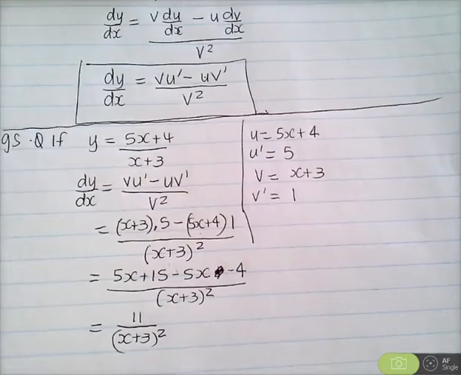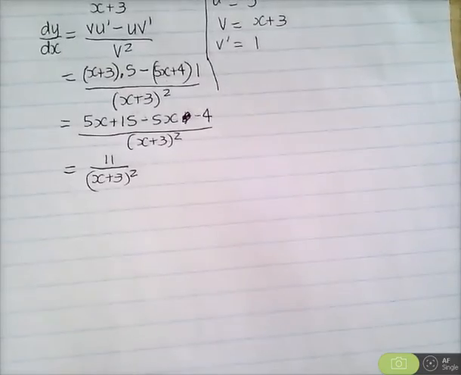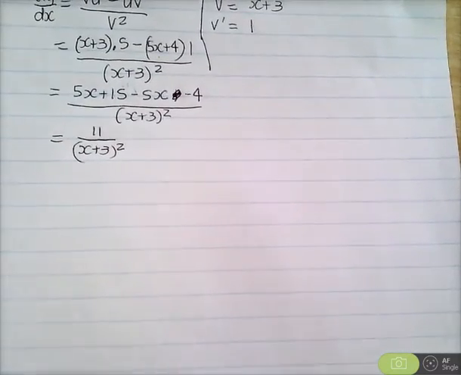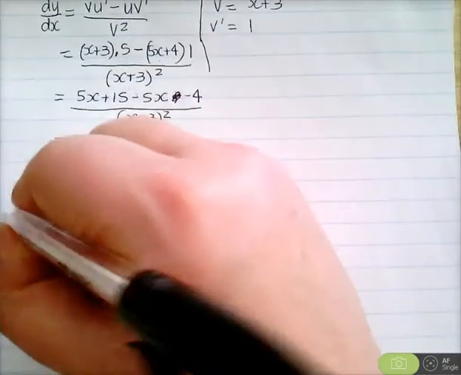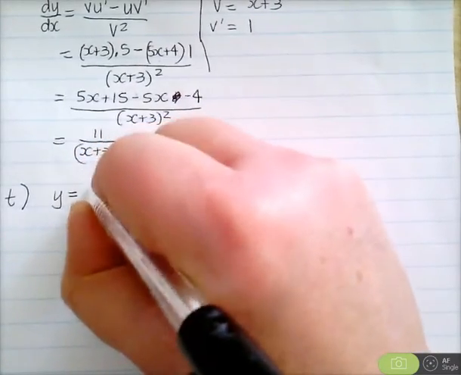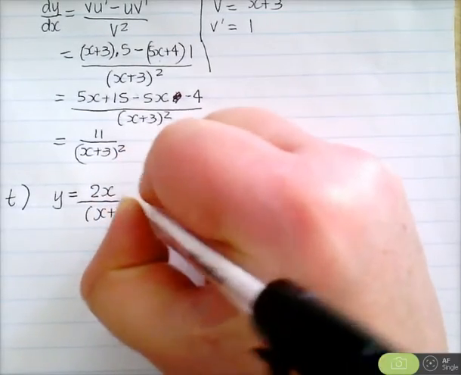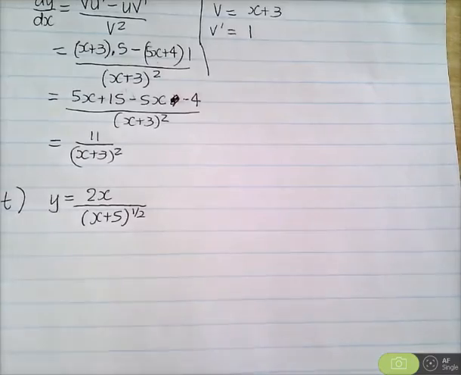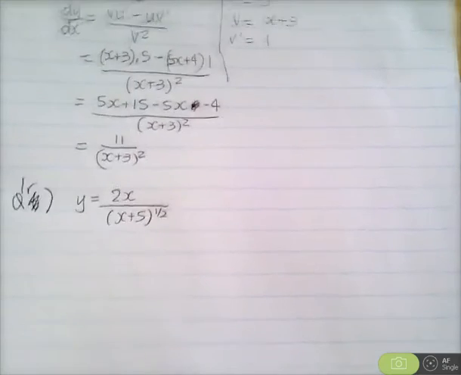All right, that looked like an easy example. Let's do some harder ones. No, you leave it down there because it's a positive power. Next question, how much time do I have? 10 minutes. Question 1T. 2x over x plus 5 to the power of a half. 1R. Question 1R. All right.